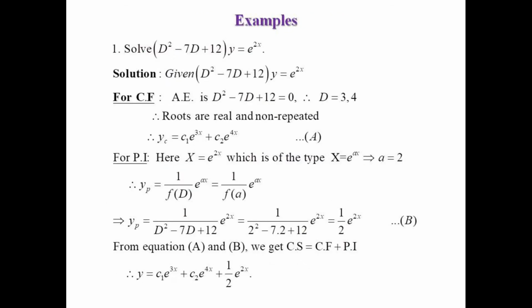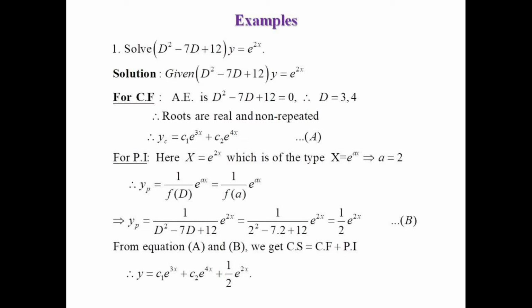Now let's discuss the first example, or let's try to solve an example of a linear differential equation which is based on type number 1. The example is: solve the linear differential equation with constant coefficients D square minus 7D plus 12 into y is equal to e raised to 2x. We know that this is a linear differential equation with constant coefficients. This equation has two types of solution: the first is called the complementary function, and the second is called the particular integral.